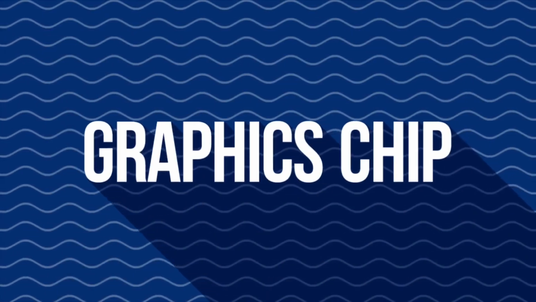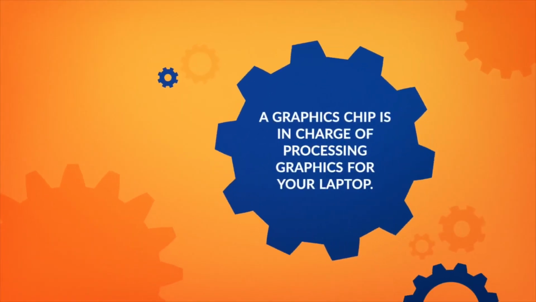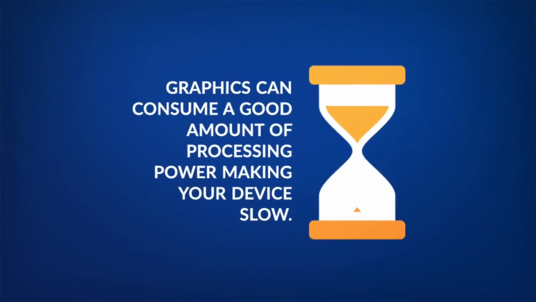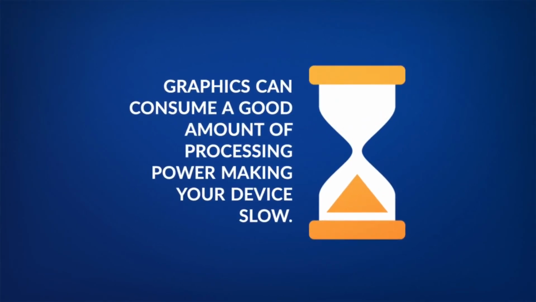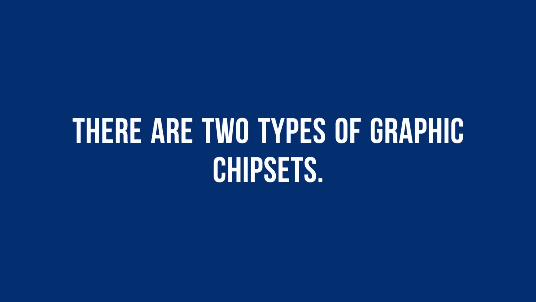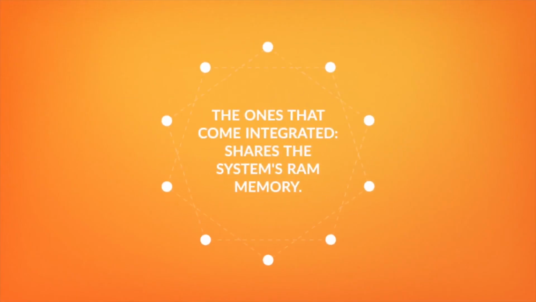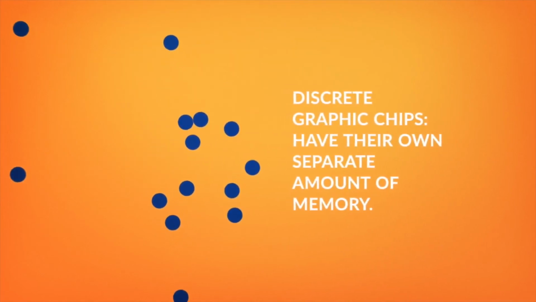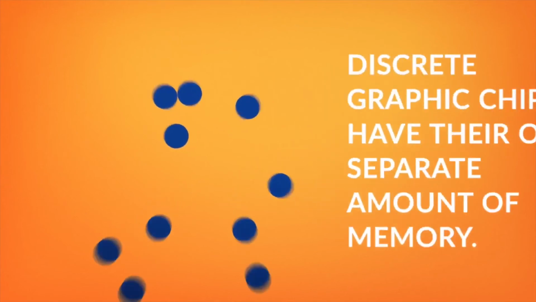Graphics chip. A graphics chip is in charge of processing graphics for your laptop. This is necessary given that graphics can consume a good amount of processing power, making your equipment slow. There are 2 types of graphic chipsets, the ones that come integrated, meaning it shares the system's RAM memory, and the ones that are separate from it, called discrete graphic chips, which have their own dedicated amount of memory separate from the one on your system.